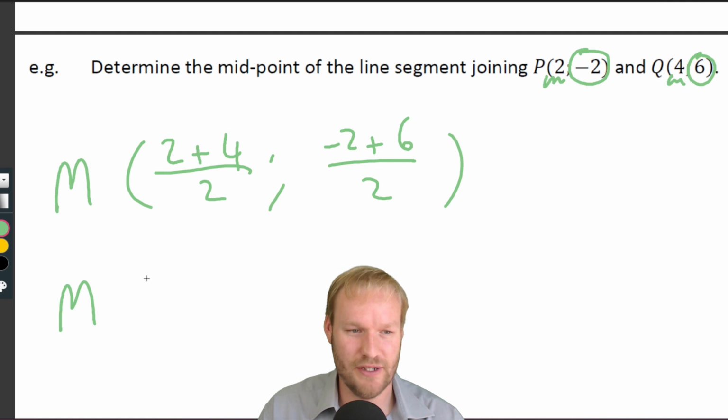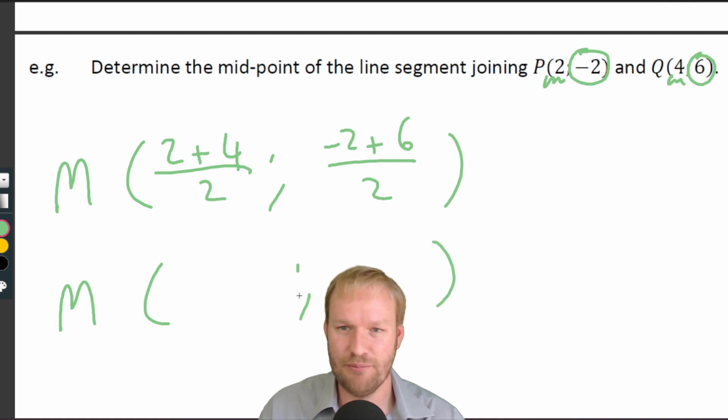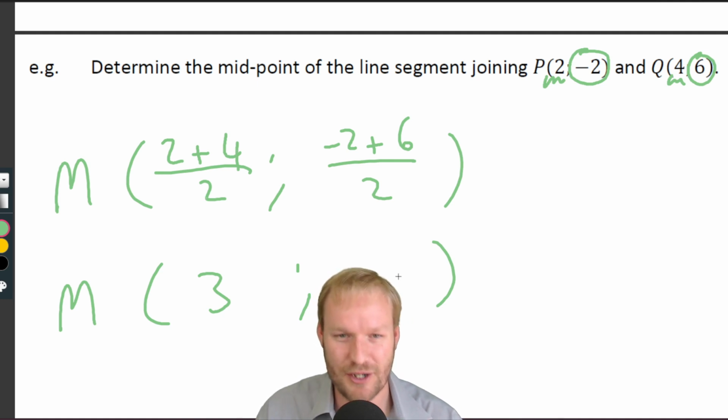Okay, so our midpoint, which I'm just calling M, of course it could be any letter you choose, is (2 + 4) divided by 2. Well, midway between 2 and 4 I think is 3. Well, 2 plus 4 is 6, 6 divided by 2 is 3, so that seems to work.